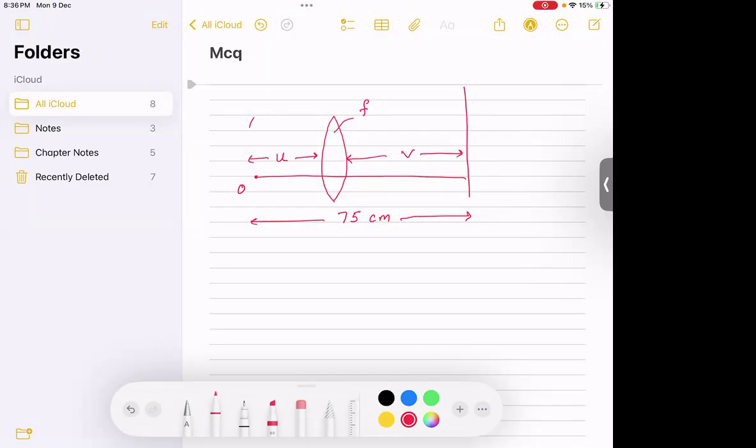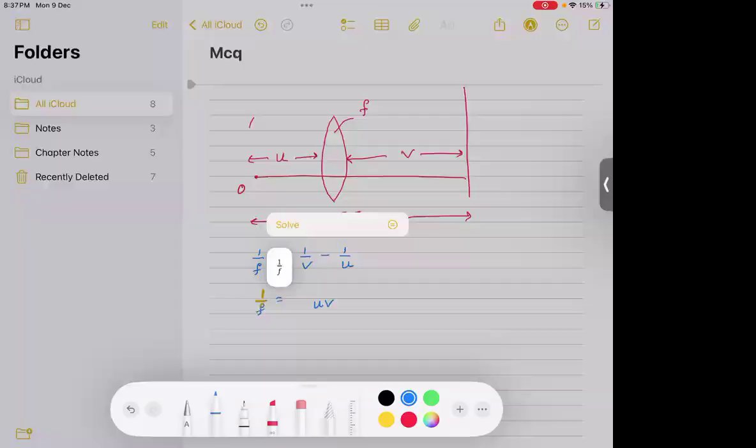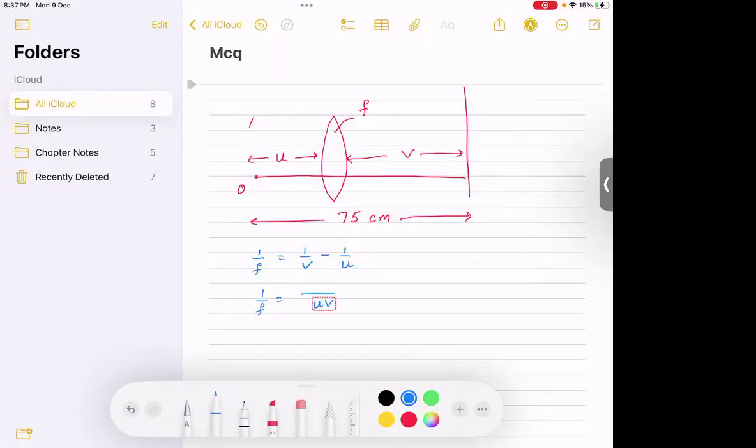So what is your lens formula, students? It will be 1 by f equals 1 by v minus 1 by u. If I take u into v as the LCM, it will become u minus v. By the sign convention, you know that u should be taken as negative because it is coming opposite to the incident ray. So if I take u as negative here, then it will become u plus v.